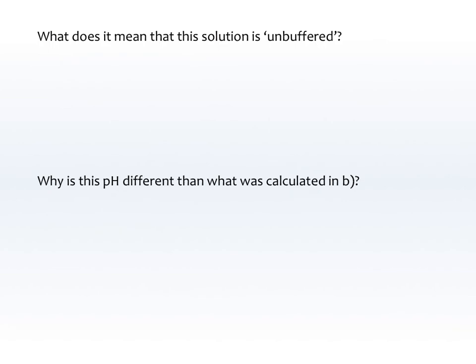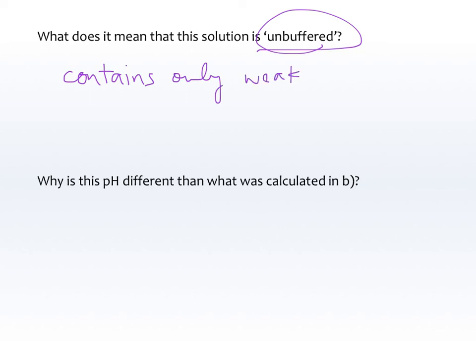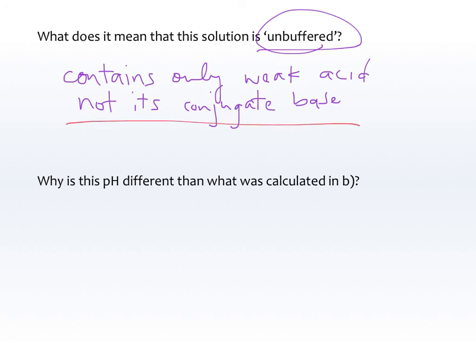What does it mean that this solution is unbuffered? Unbuffered means it contains only the weak acid, not its conjugate base. And in this example, it's a weak acid and conjugate base, or it could also, in a different type of solution, contain only a weak base, not its conjugate acid. So since it did not contain the conjugate base, then the HCl could not react with the conjugate base.